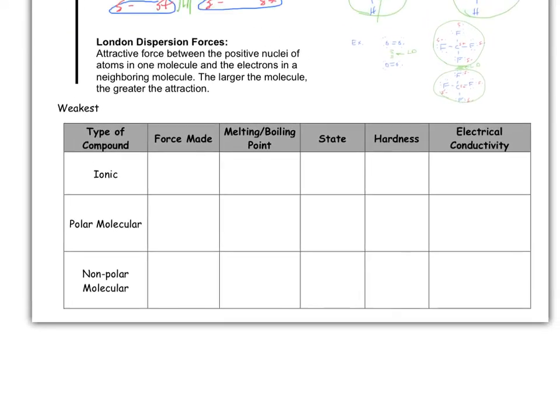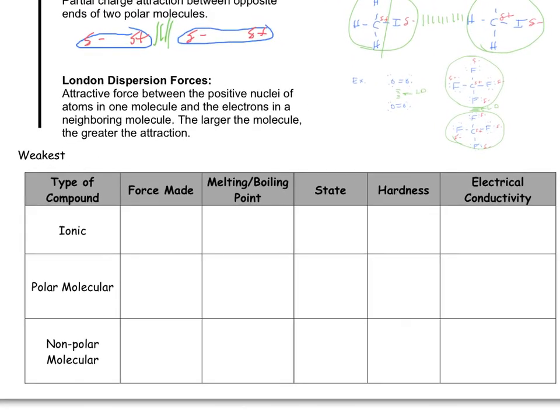The chart on the bottom of the note summarizes the effect intermolecular forces have on the properties of compounds. Let's do ionic compounds together. Ionic compounds are made of a metal and a nonmetal transferring electrons and having full charges. A full charge attraction is known as an ionic bond or an ionic force. Because ionic forces are the strongest intermolecular forces possible, the melting point and boiling point of ionic compounds are really high.